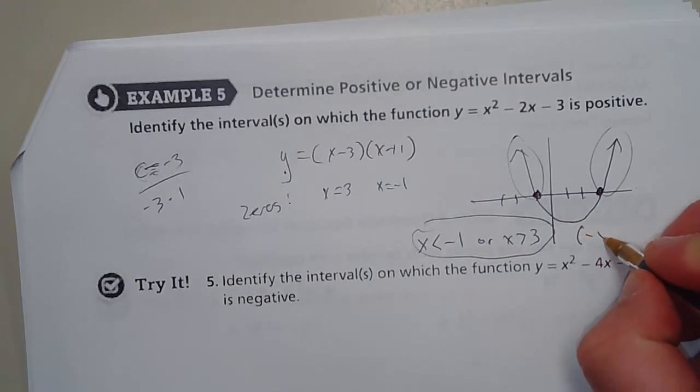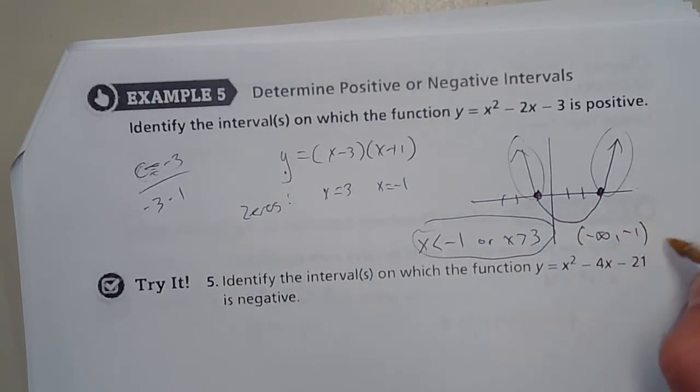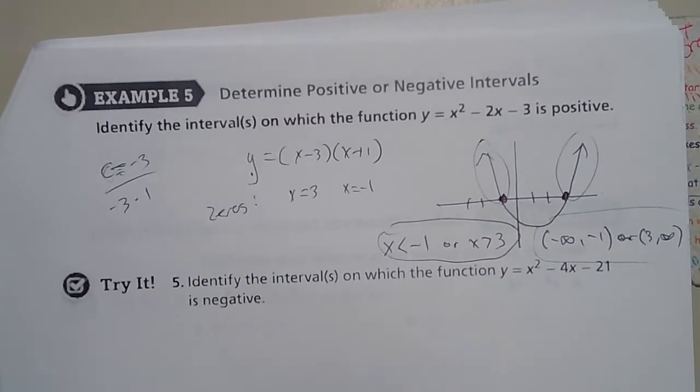If you're more of an interval person, you could say from -infinity to -1, or from 3 to infinity. That'd be fine too. So again, two ways of writing the same answer. But again, it's tying together factoring to make the graph with the interval stuff that we did back in chapter 1.